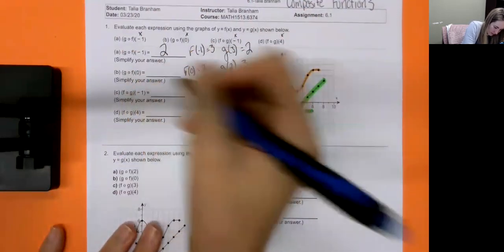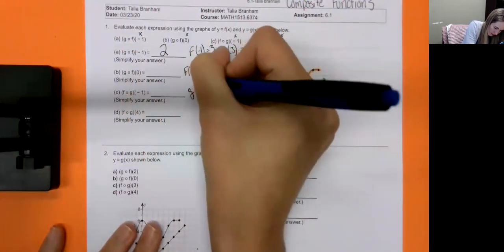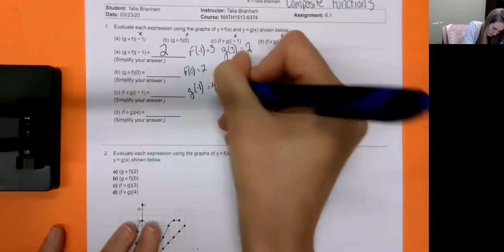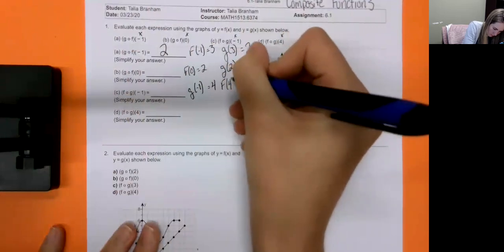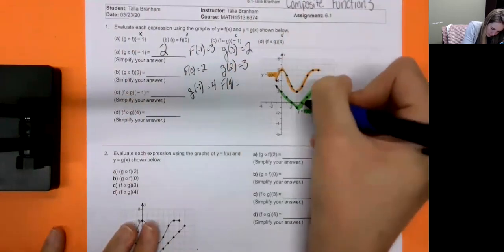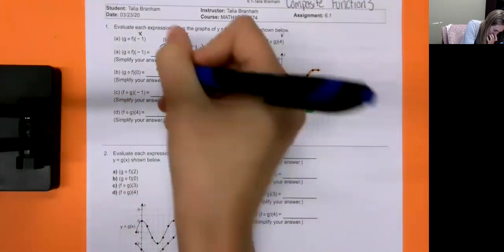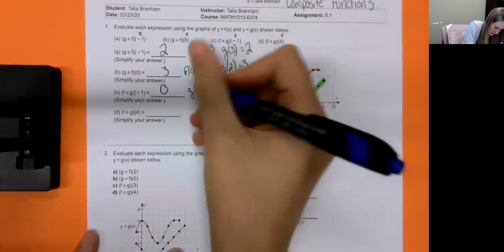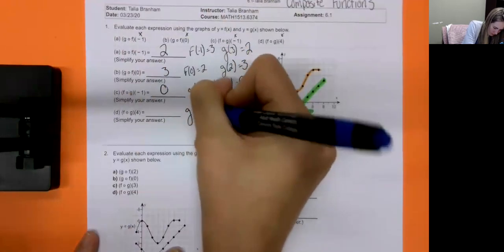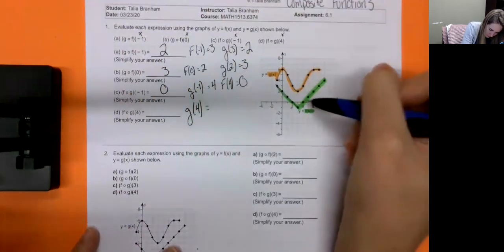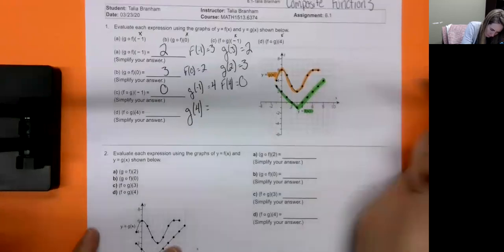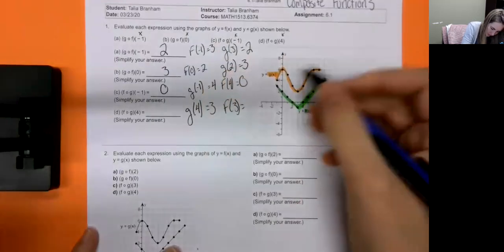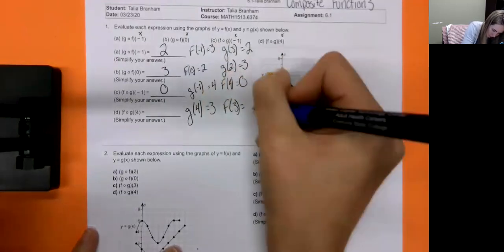So here we have f of g of -1, so g of -1 equals 4. Then f of 4 equals 0. Here we do g of 4 first, and that would be 3. Then f of 3 would be -1.